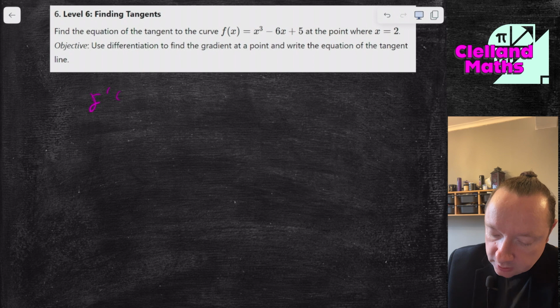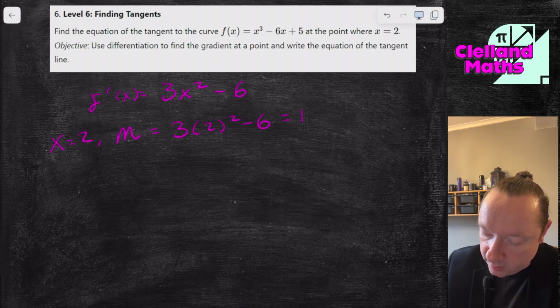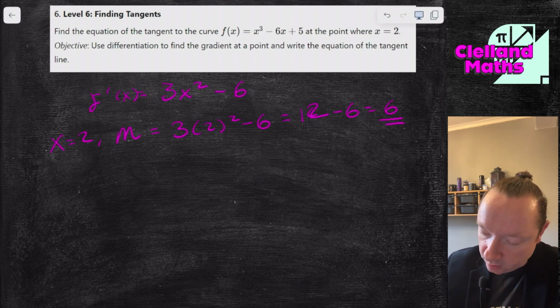F dash x, 3x squared minus 6. So at x equals 2, my gradient must be 3 times 2 squared minus 6. 3 times 4 is 12 minus 6. So 6. My gradient is 6. Now keep a hold of that. So I now need my point. So to get my point, I put 2 into the original function.